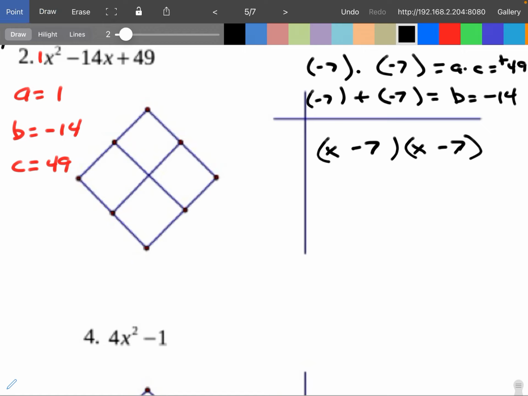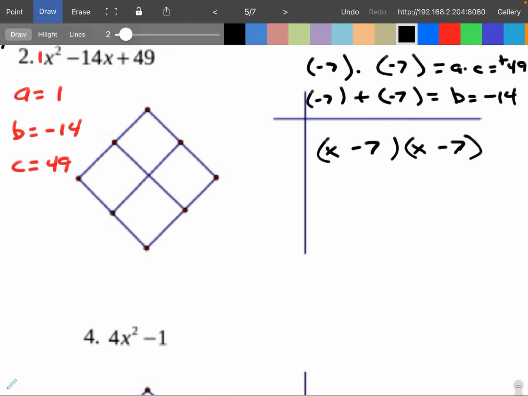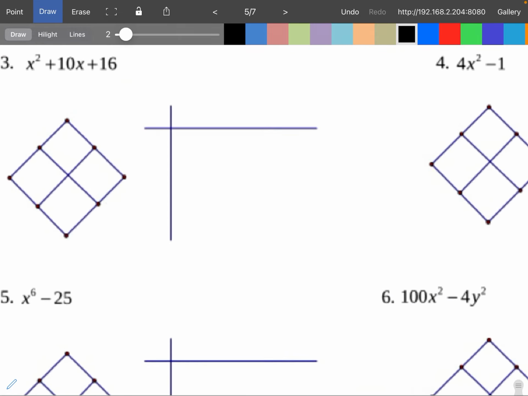And again, you can see that those are identical binomial factors, so then you know that this original problem is called a perfect square trinomial. So then you could write your answer as the quantity x minus 7 squared. And that would be it for that one.